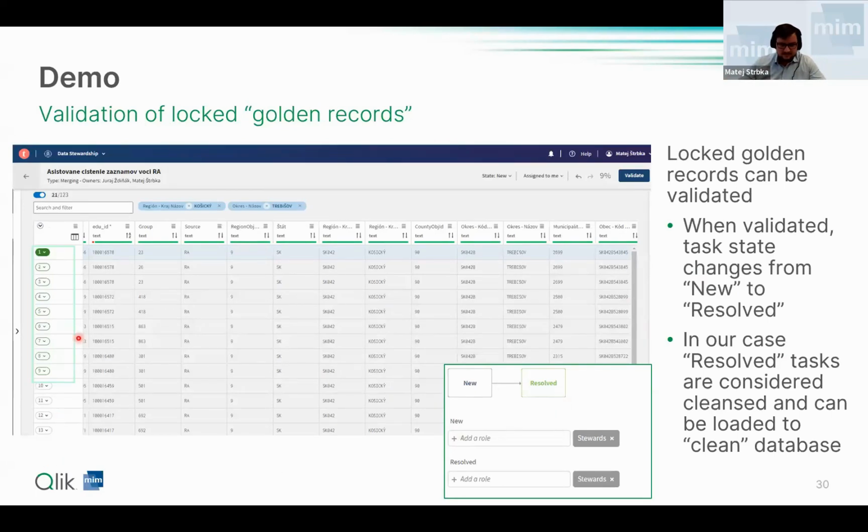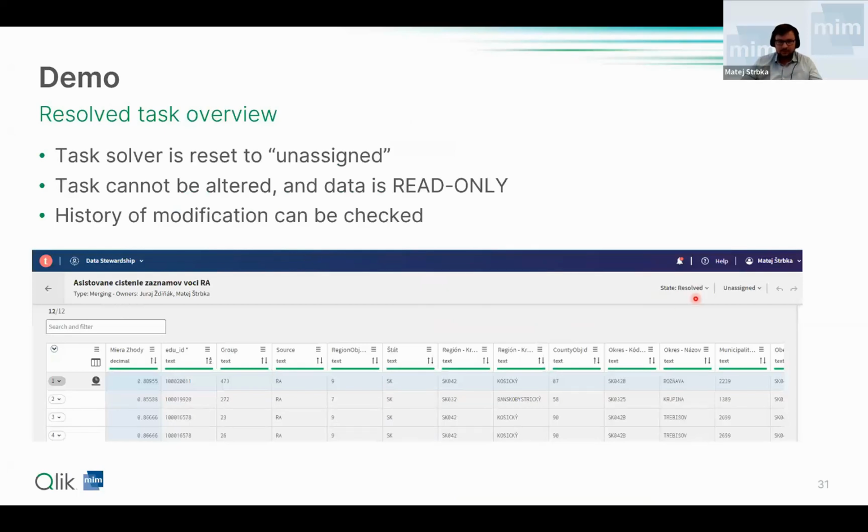As we can see in the example, the locked or cleaned tasks are in green. In case some company decided to organize the workflow a little differently, the validation would result in maybe a double check or a similar step. But in our case, it was just changing the state from new to resolved. On clicking validate, the task status changes from new to resolved.